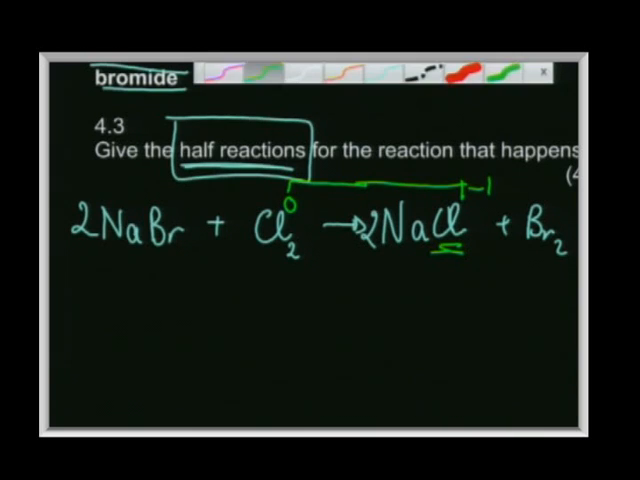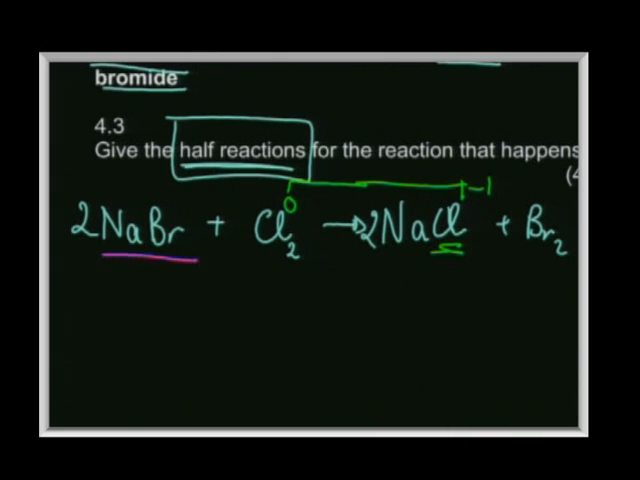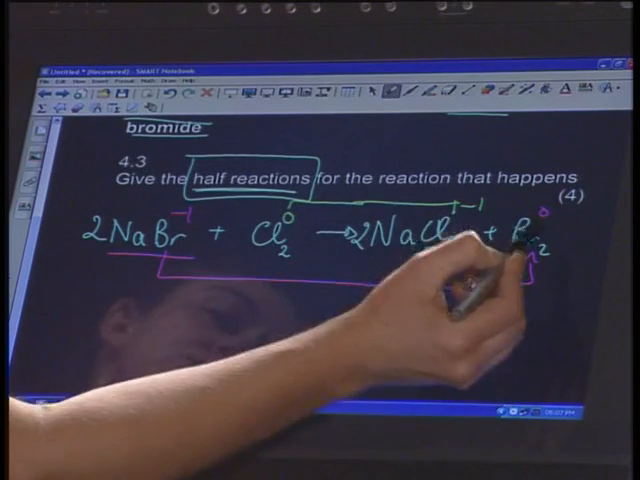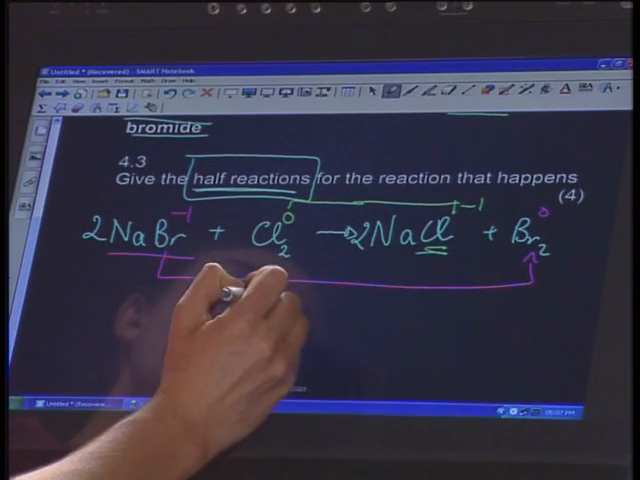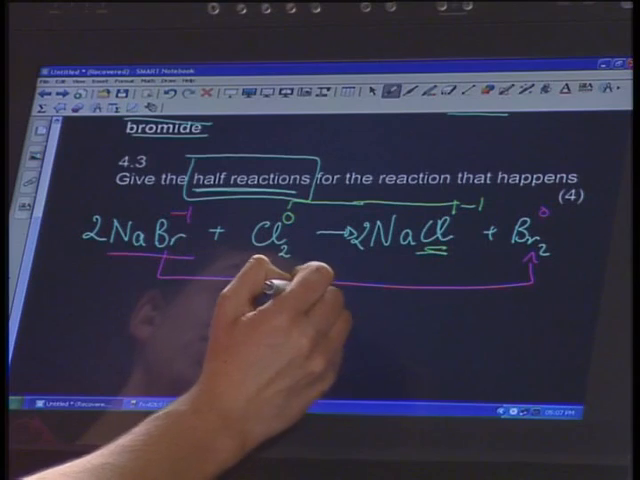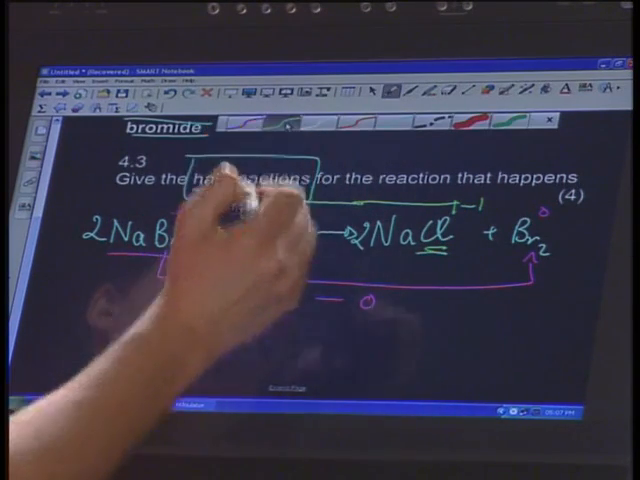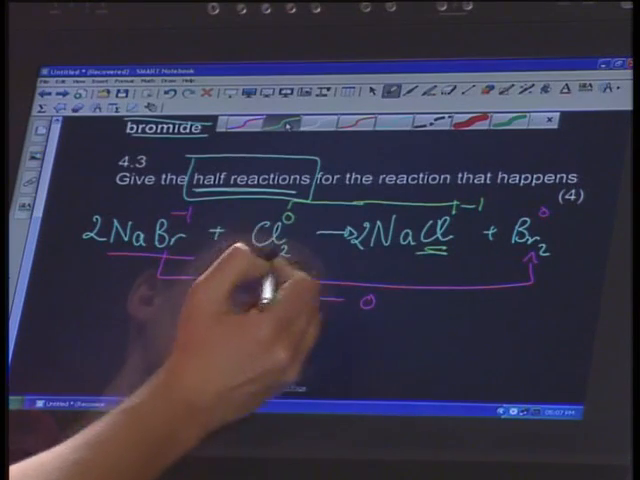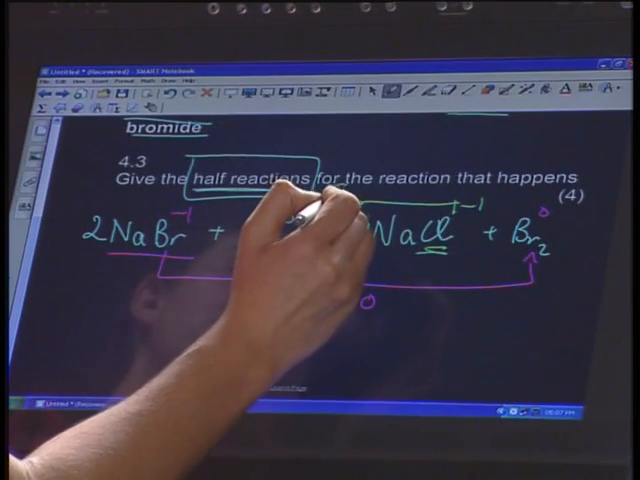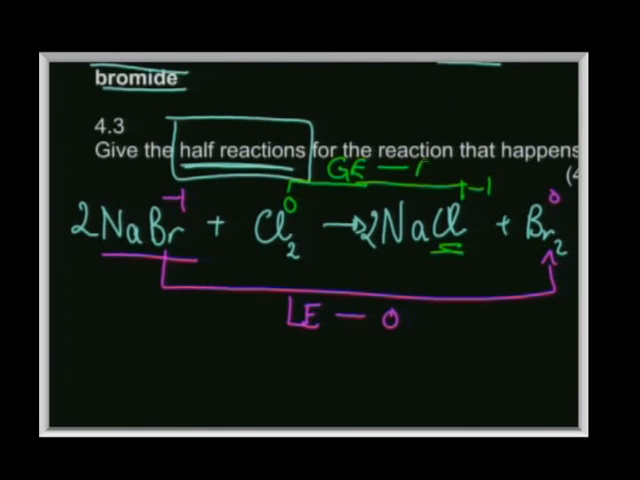Your bromine over here is part of a chemical bond, so therefore it will have a -1 oxidation number, and over here it is a diatomic gas and its oxidation number will be 0. So it has gone from -1 to 0, which means that electrons were lost. So the loss of electrons is an oxidation reaction, and over here your chlorine went from 0 to -1, so there was a gaining of electrons, which means that that was my reduction reaction.